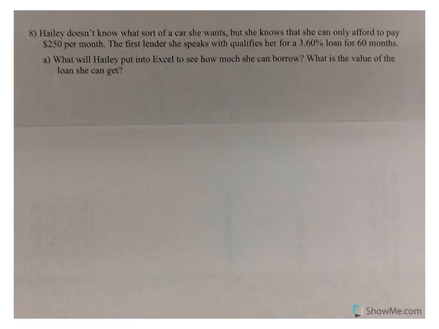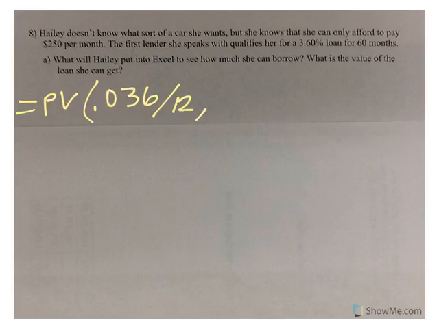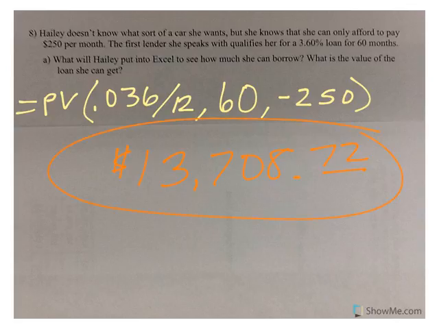All right, well, let's look at this. So she's looking for the present value of her item. We know her interest rate is 0.036. Again, divided by 12 because we want it to be a monthly interest rate. 60 months. So she's going to make 60 payments, and she can afford to pay $250 a month. When you do that, she can get a loan for $13,708.72. So she should not be looking at $25,000 cars. She should be looking at $13,000 cars or less, right? Because don't forget, you're going to have to pay taxes and title and all that fun stuff.